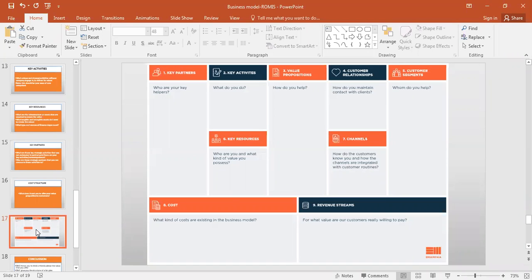So in conclusion, this is what your business model canvas looks like. I am going to give you an assignment. I will send you a template that you are going to use to develop your business model canvas.